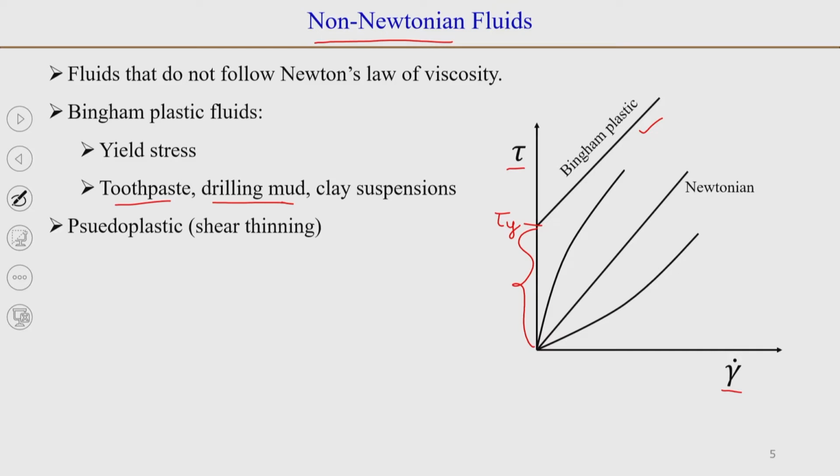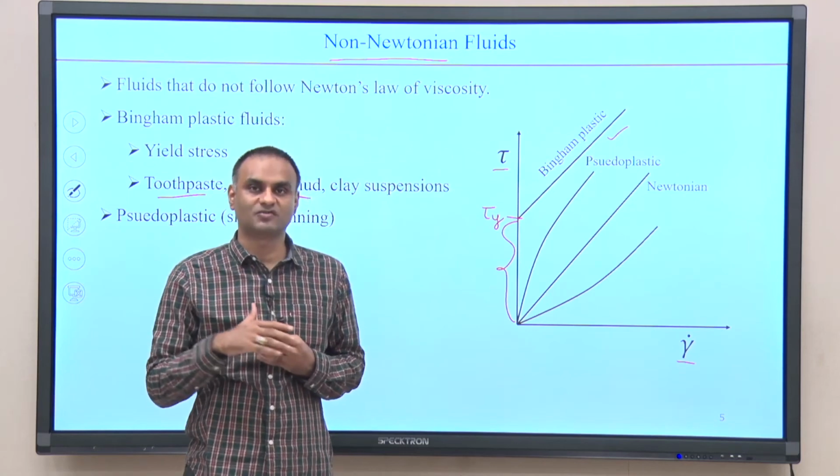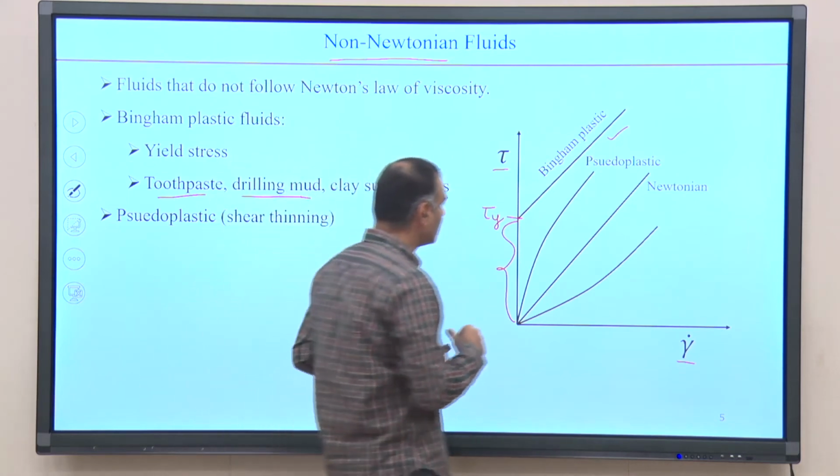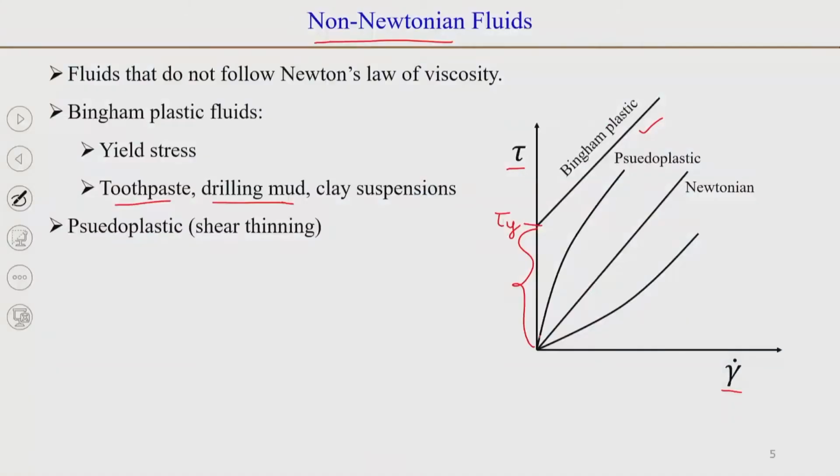Then there are pseudoplastic fluids. Pseudoplastic fluids show shear thinning behavior. Shear thinning behavior means the fluid starts thinning as you increase the stress or as you increase the rate of strain. So, if you look at this fluid, the slope, which is viscosity, is high, and then the slope decreases as you increase the rate of strain. With an increase in rate of strain, the slope decreases. Such fluids are known as pseudoplastic fluid or shear thinning fluid.